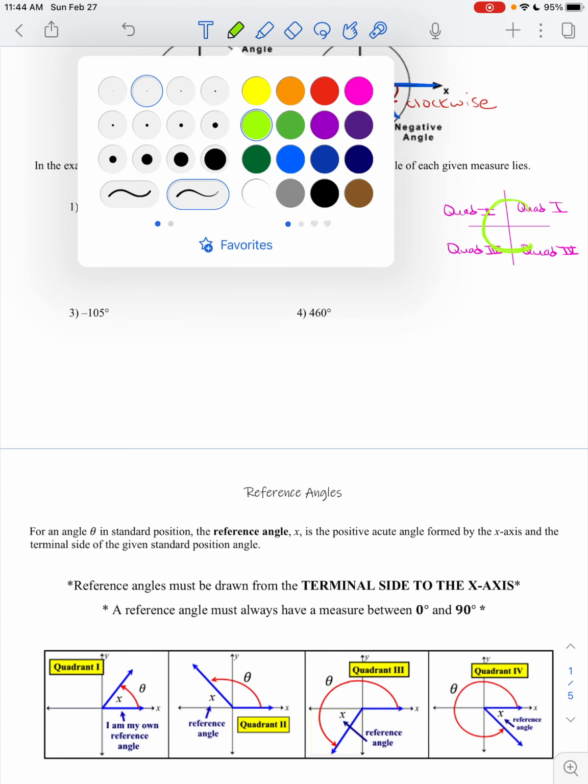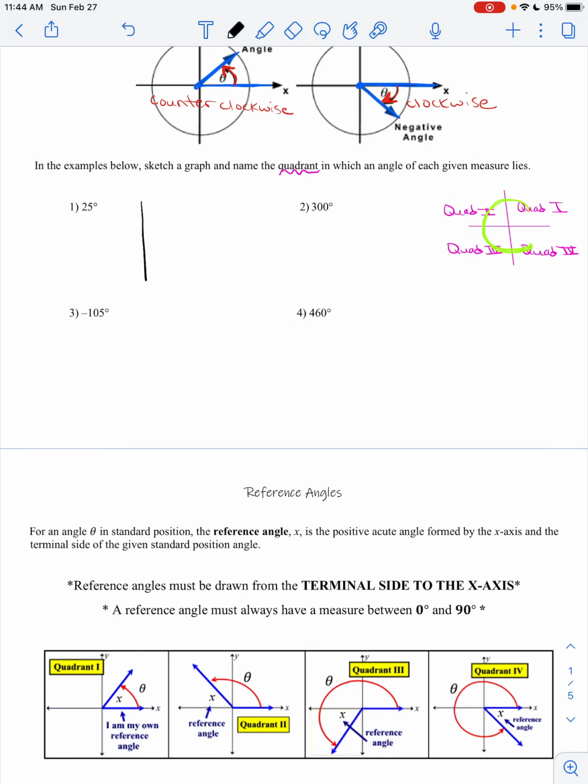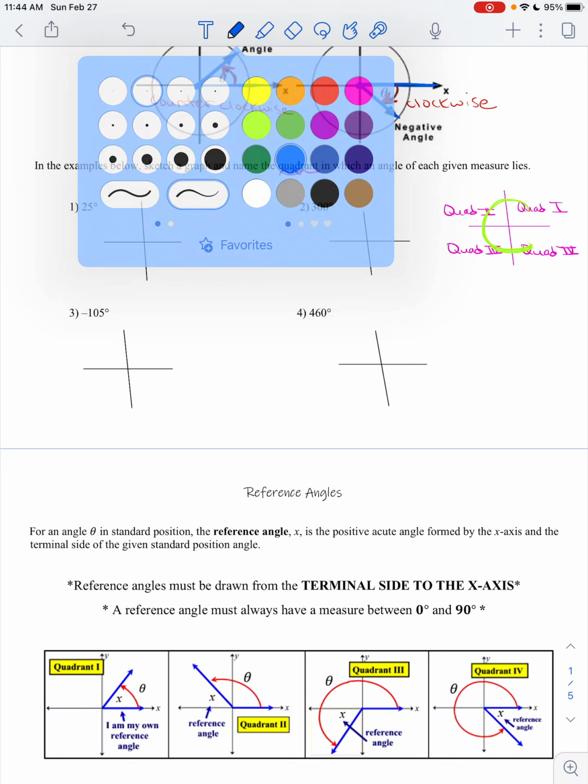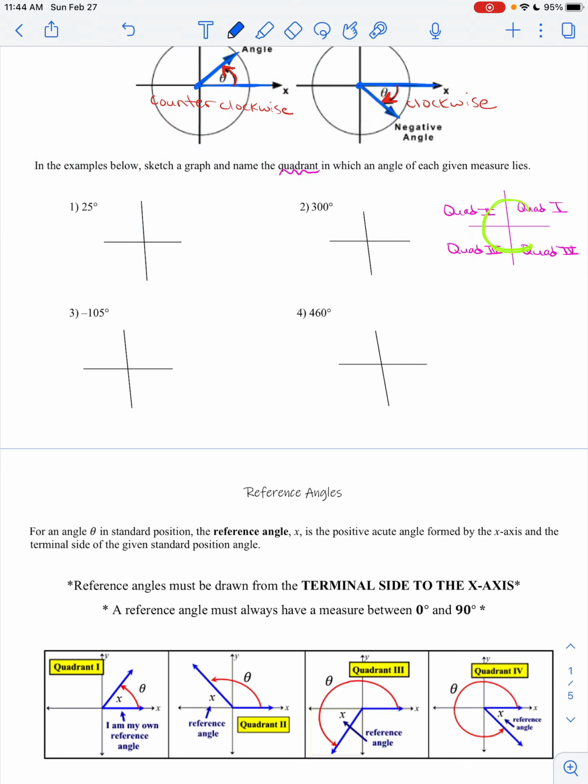Okay. So in order to draw your angles, you need to set up a set of axes. So I'm going to do that first. So set up 4 sets of axes here. Okay. So we're going to start with example 1, drawing an angle of 25 degrees.